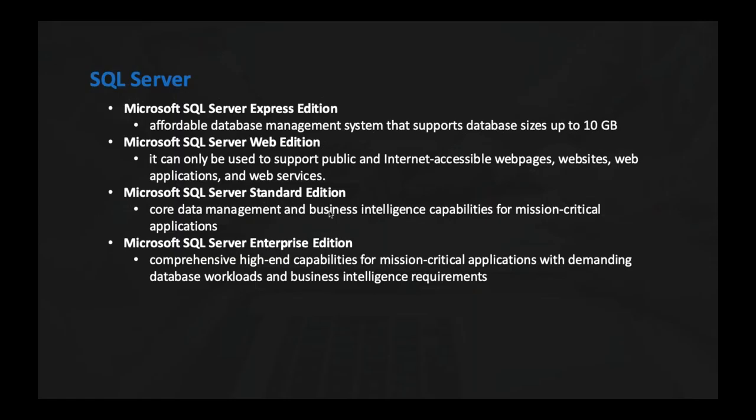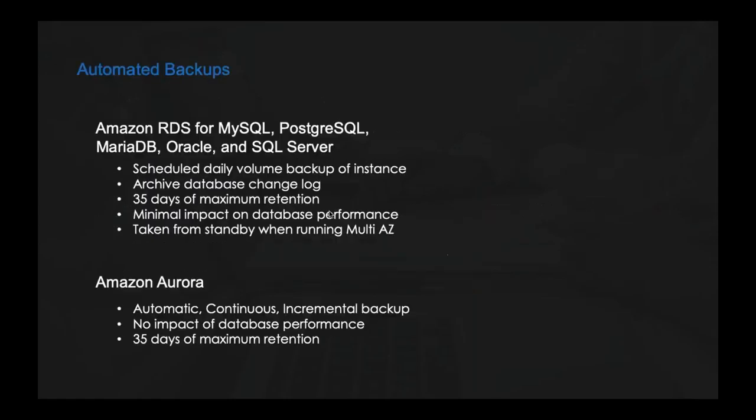Now, if your company already has an on-premise infrastructure which they want to move to AWS, then for the migration of your database, definitely they will have a license. So at that time, you don't need to purchase another license. You can just use the same license to create an RDS machine on the cloud. Here comes our automated backups.